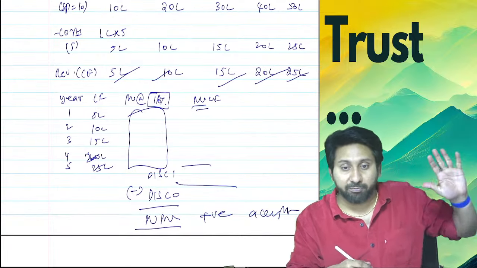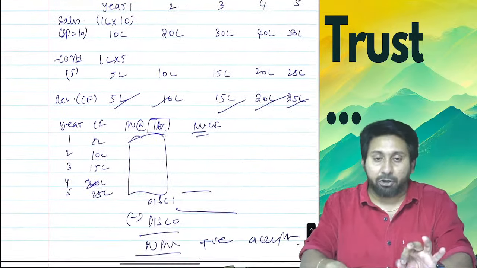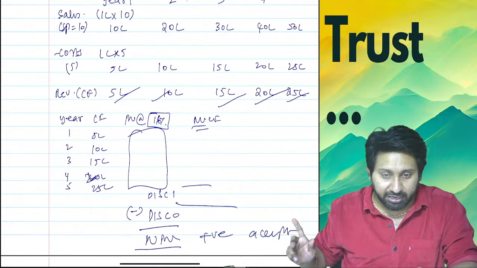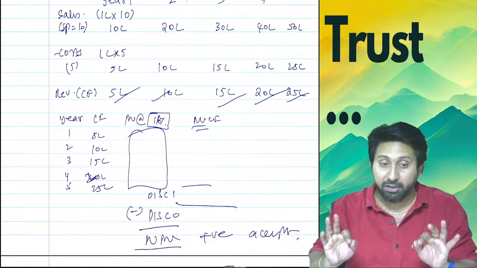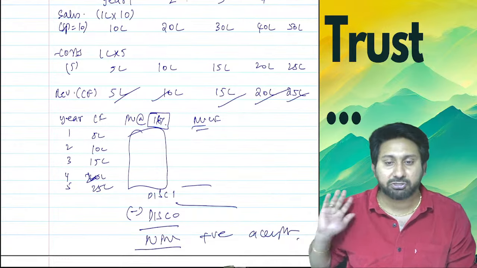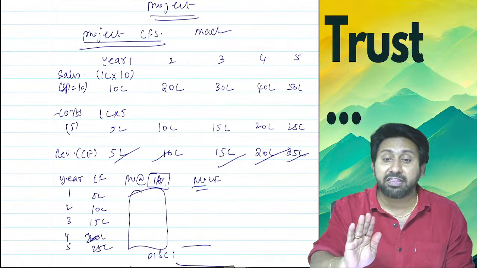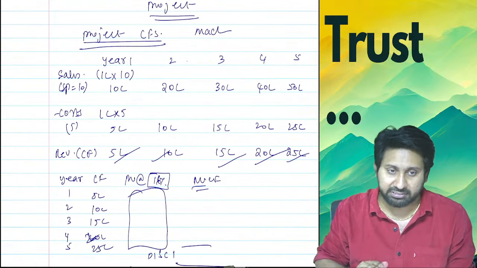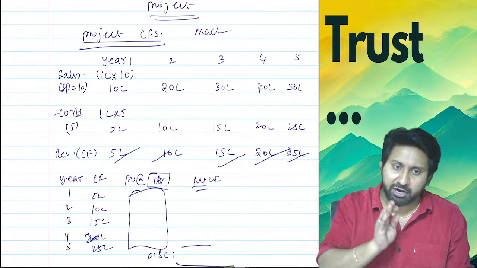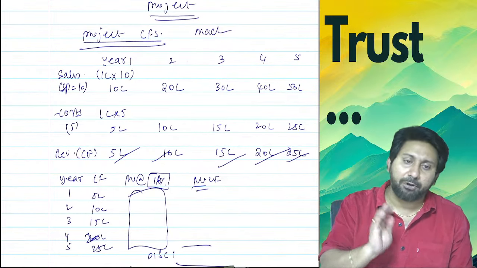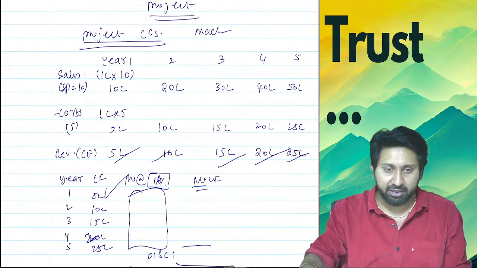However, now the problem starts. You started the project on the basis of positive NPV. You begin the project. First year, everything went as per plan. Let us try to understand. You sold at 10 rupee. You incurred a cost of 5 rupee. You made a profit of 5 lakh. Done. This is correct.